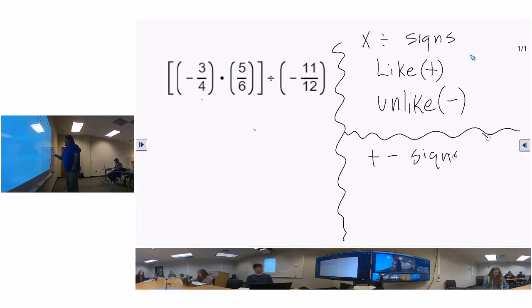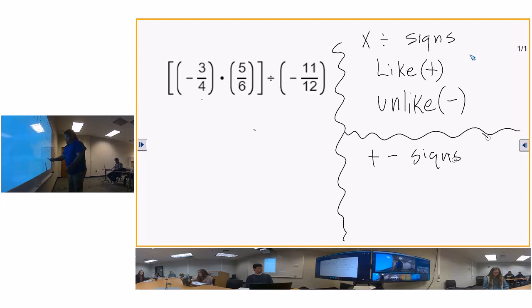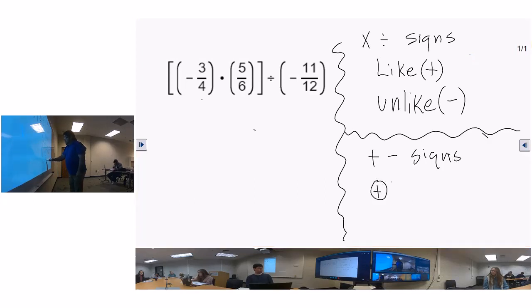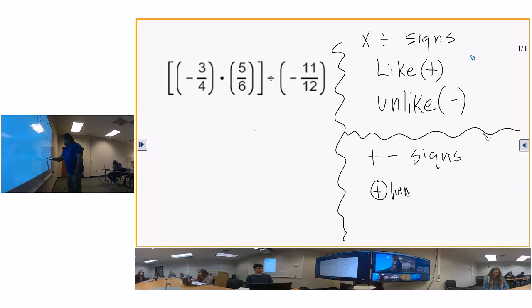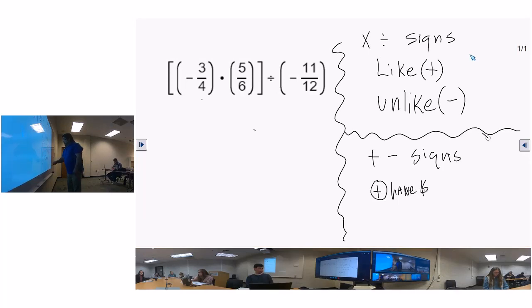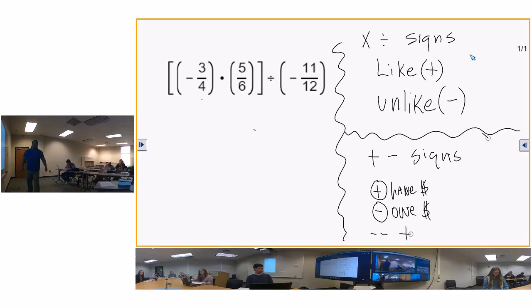all you got to remember is three things. When you have a positive, that means you have money. When you have a negative, that means you owe money. And when you have two negatives together, they always make a what? A positive.